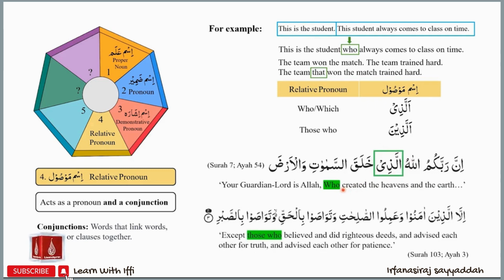Another example is from Surah Al-Asr. In the last verse, Allah subhanahu wa ta'ala says, إِلَّا الَّذِينَ آمَنُوا وَعَمِلُوا الصَّالِحَاتِ وَتَوَاصَوْا بِالْحَقِّ وَتَوَاصَوْا بِالصَّبْرِ. Except those who believed and did righteous deeds and advised each other for truth and advised each other for patience. Those who plays the role of the relative pronoun, and the word allazina refers to those who in this ayah.